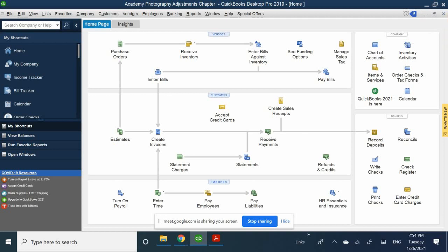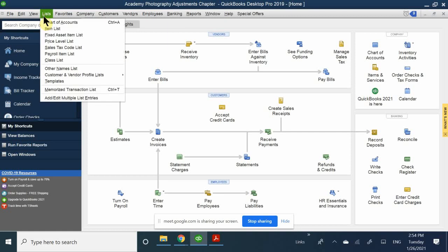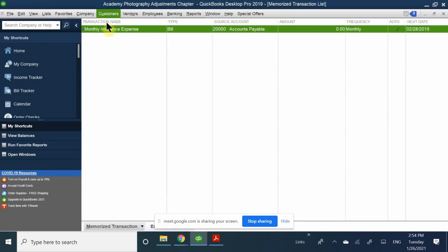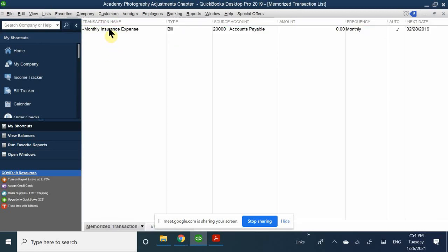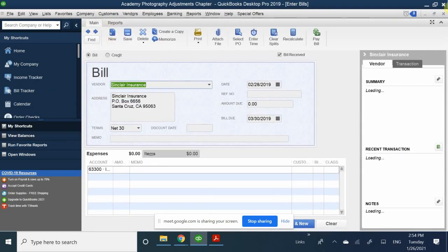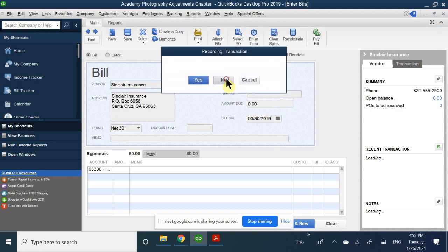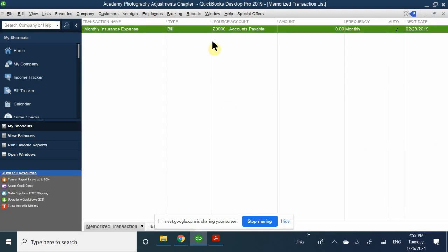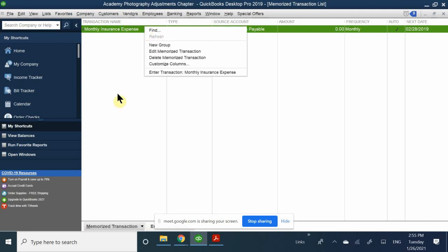In this case, I'm going to go up to my window here, go to the List menu, and go to Memorized Transaction List. Once you do that, the only one I have there is the monthly insurance expense, and it's a bill, and I'm going to double click it because I didn't even enter it in the first place. Now, one thing you can't do here is, when you're in this memorized transaction, you can only edit so much stuff.